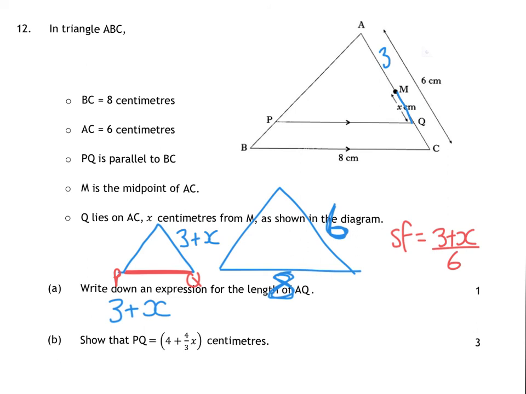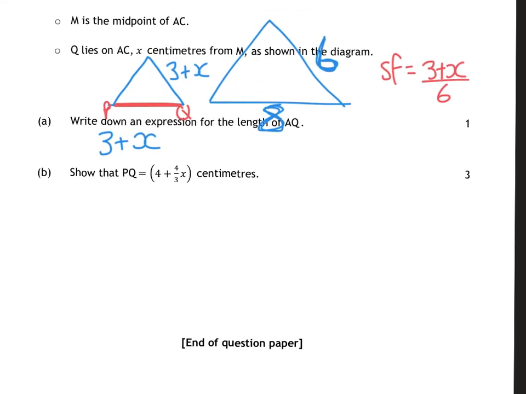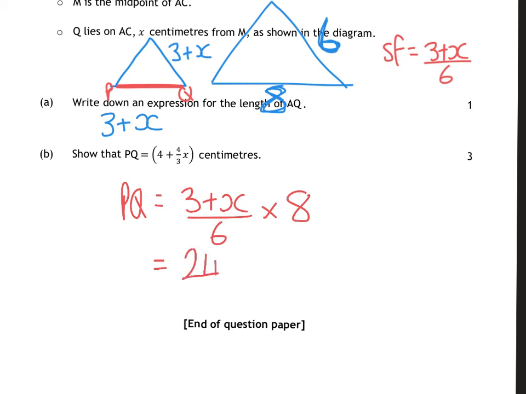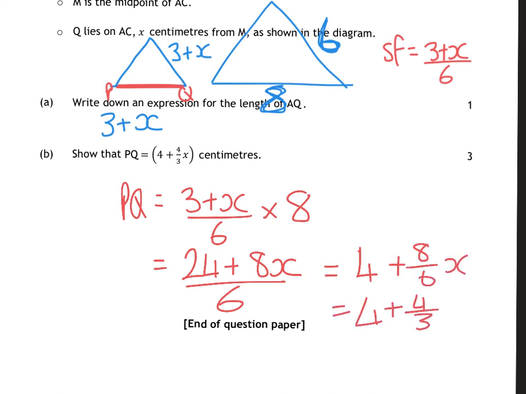Now, to get the length of PQ, PQ equals your scale factor times the side that matches up with PQ, which is 8. If I times the whole top line by 8, that gives you 24 plus 8x all over 6. If I then simplify that down, 24 over 6 is 4. You can divide both things by 6 individually. So that gives me 4 plus 8 over 6 x, which is 4 plus 4/3 x.